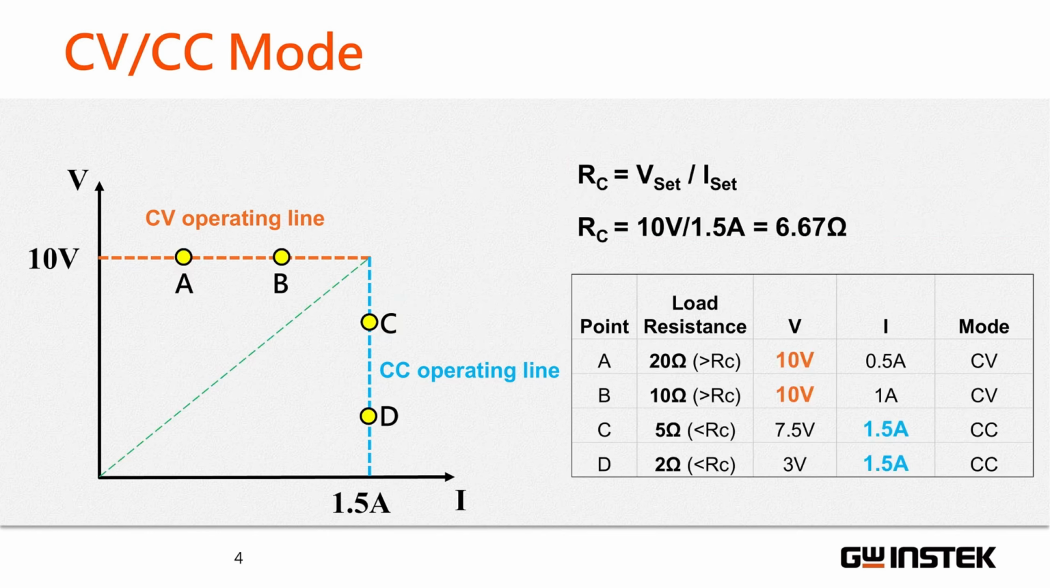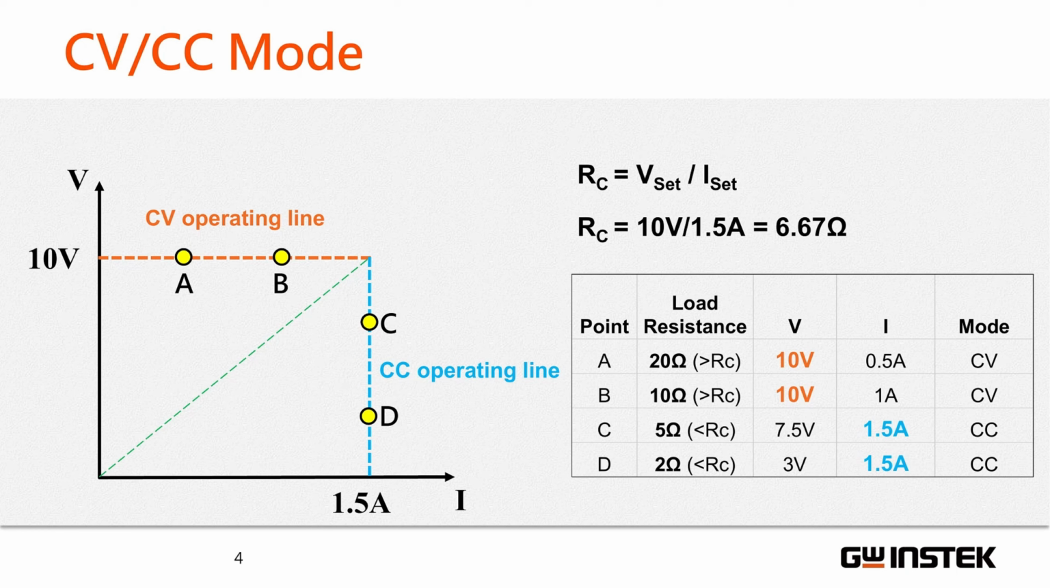Now let's provide some examples. First, let's consider the power supply settings. We set the voltage to 10 volts and the current to 1.5 amperes. Based on these settings, we can calculate the critical resistance value to be 6.67 ohms. Secondly, we will examine the power supply status by using 4 different load resistances.